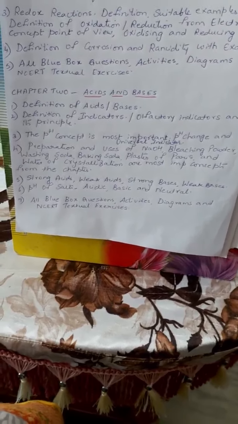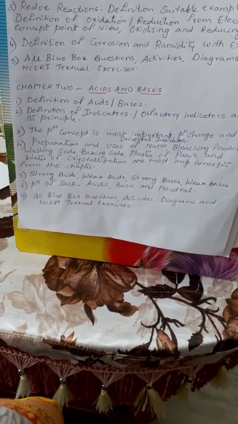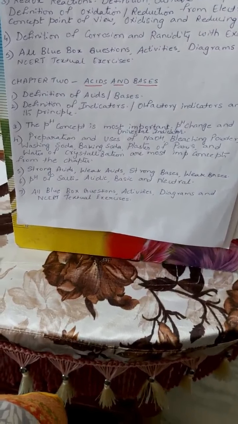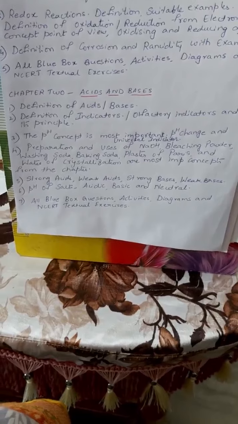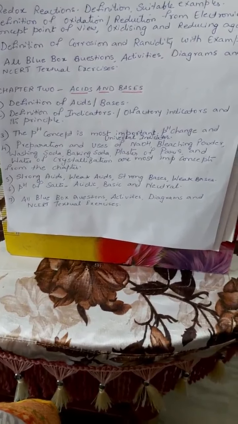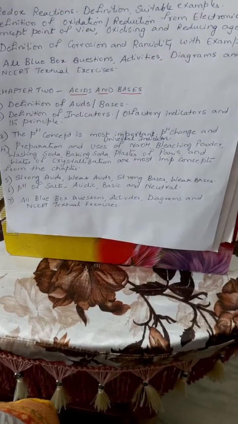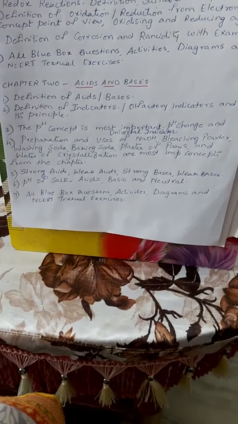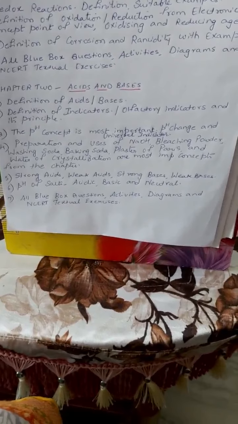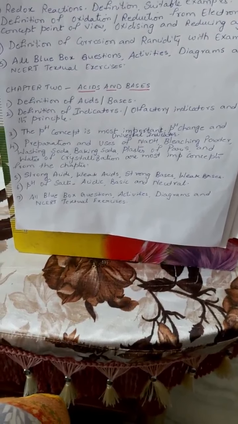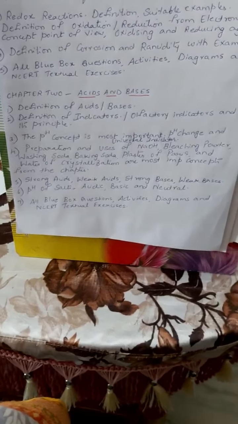Now, coming on to the second chapter, which is acids and bases. You should know what are acids, what are bases, their definitions, along with examples. Differences between acids and bases is the most often asked question for 1 mark. You should know what are indicators, what are acid-base indicators, what are olfactory indicators, and what is the principle on which the olfactory indicators work.